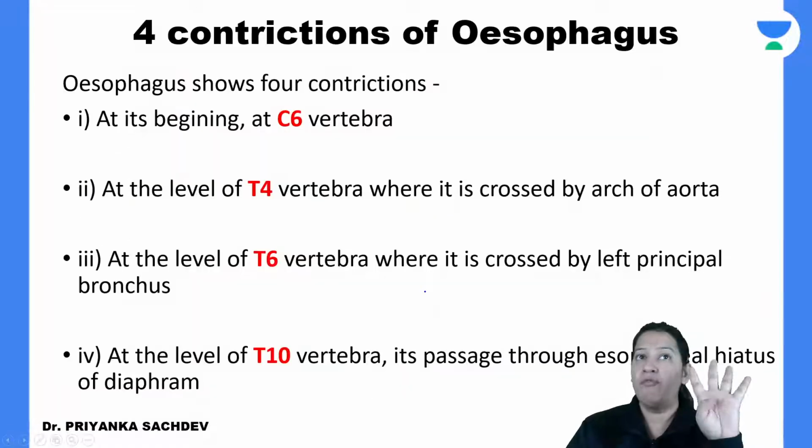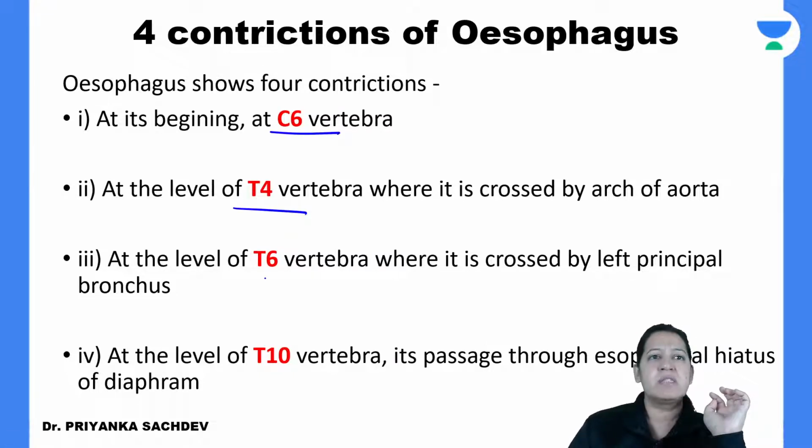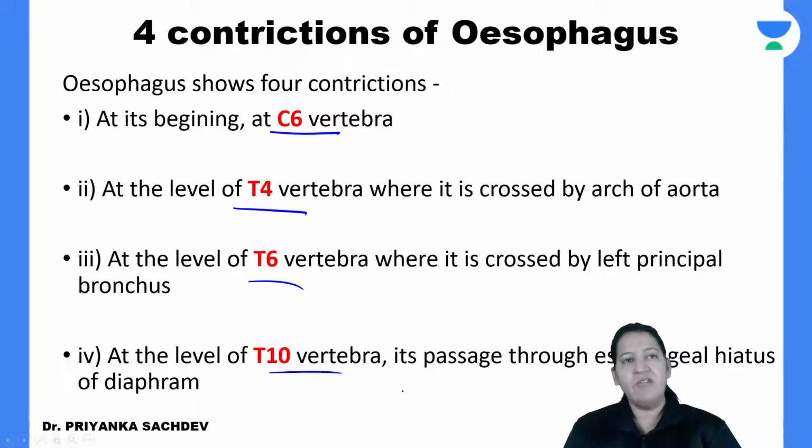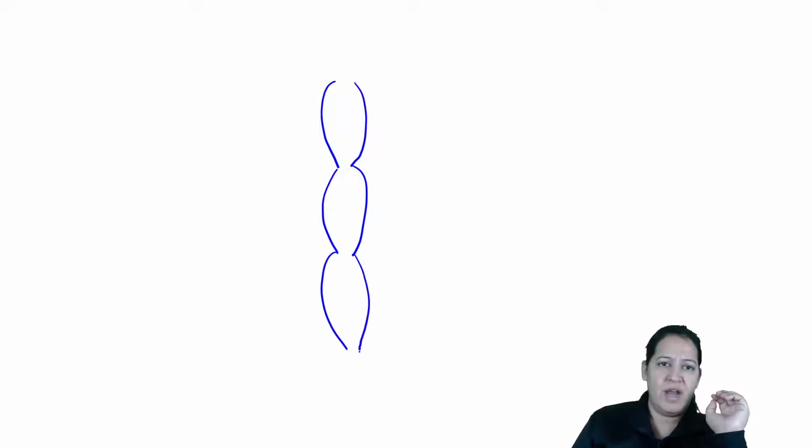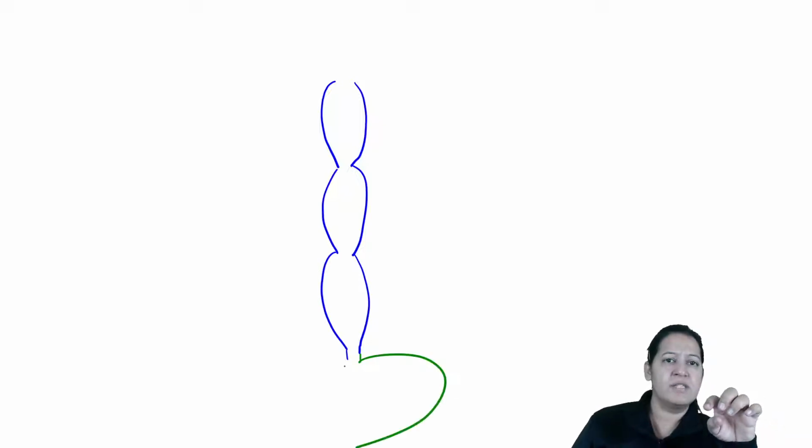Esophagus has four constrictions. Okay, let me tell you the constrictions: C6, T4, T6 and T10. I would like to draw a diagram. Esophagus is not a straight tube. So there are four constrictions. The first constriction is at the starting point. Then this is the second constriction. This is the third constriction. And finally, this is the fourth constriction. And then it is finally opening in the stomach.